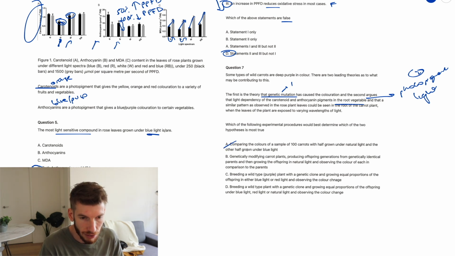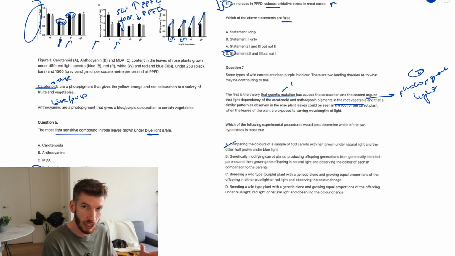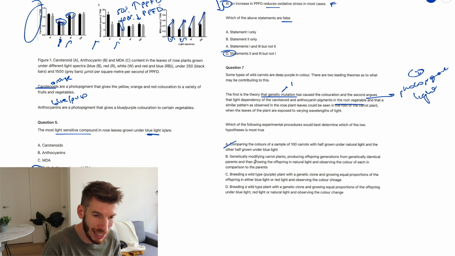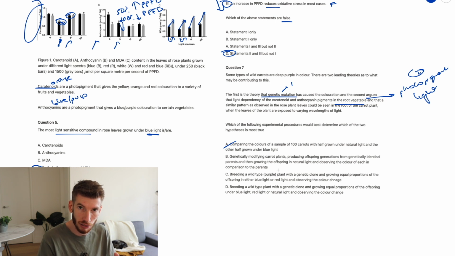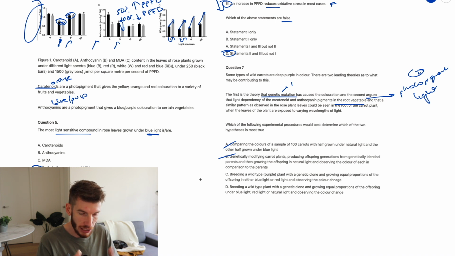Genetically modifying carrot plants, producing offspring generations from genetically identical parents, and then growing the offspring in natural light and observing the color of each in comparison to the parents. So the first bit sounds pretty good because it's controlling the genetic variation, so you're removing the effects of mutation. But then it doesn't say anything about changing the light spectra. It just says put them in natural light and then just see what you get. So that would really only be testing the kind of homogeneity of that particular species. So that really wouldn't work for comparing these two.